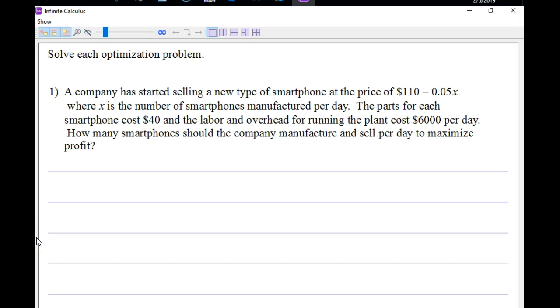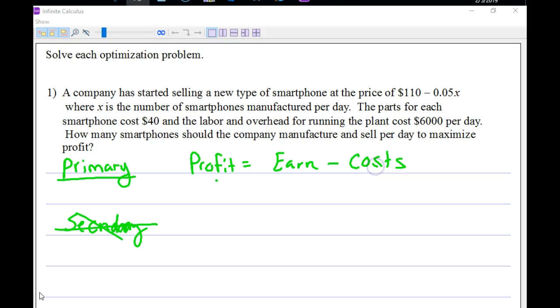Alright, so go ahead and pause the video here and read over this really quick, make sure that you understand it. So our primary equation here, what we're trying to, in this case, maximize is profit. Profit is how much money you earn minus how much money it costs you.